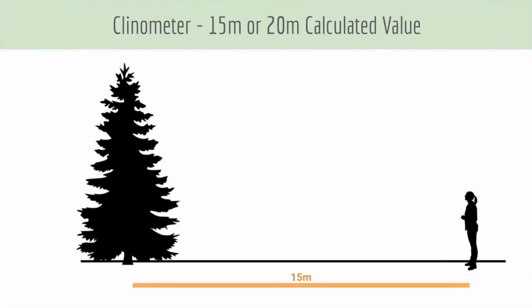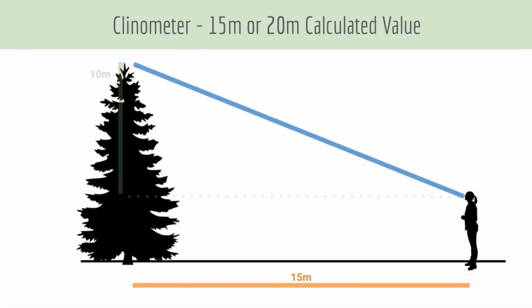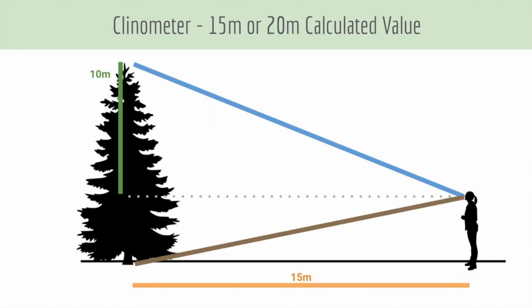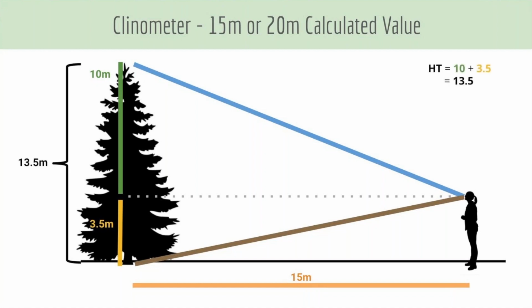So with this tree, you've walked back 15 meters, looking at the top, and you record the 15 meter measurement. That value will be 10. When you look down at the tree base, you get a value of 3.5. Since you had to look down, what you need to do is add the 2 heights together in order to get the height of the tree.